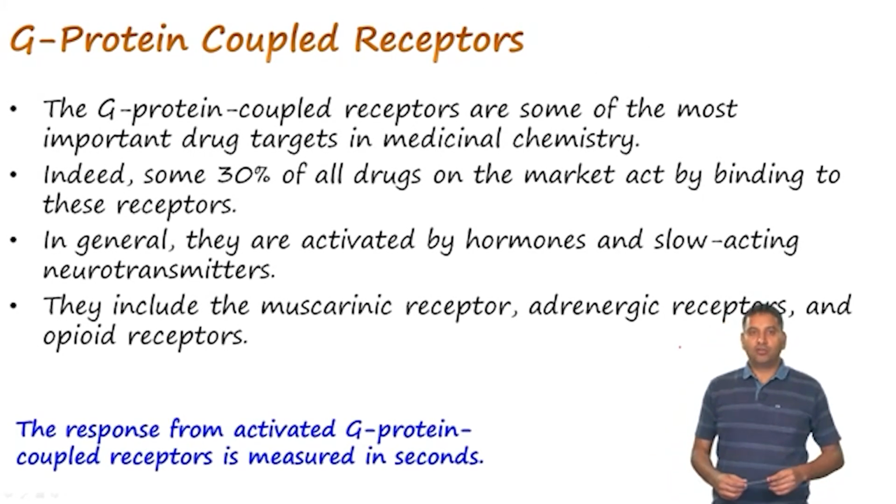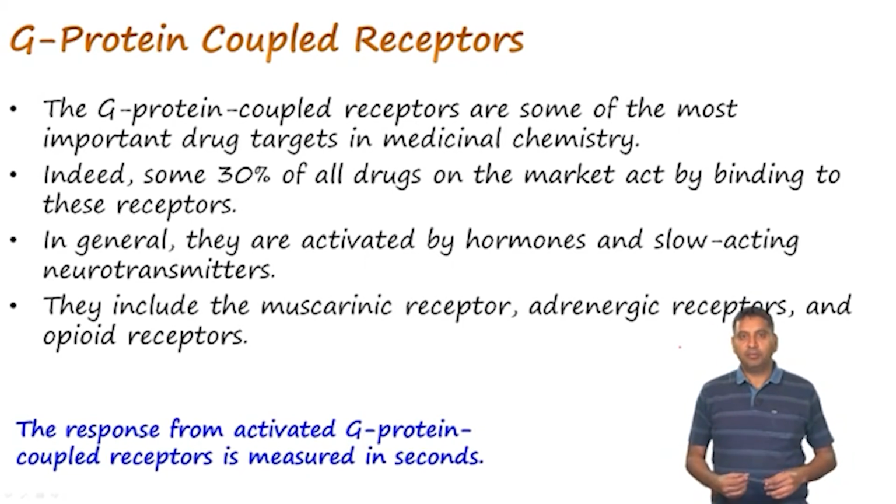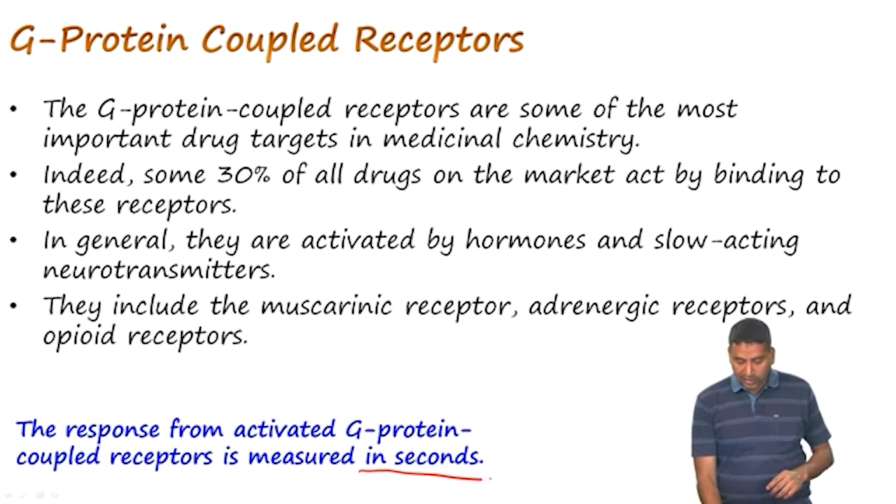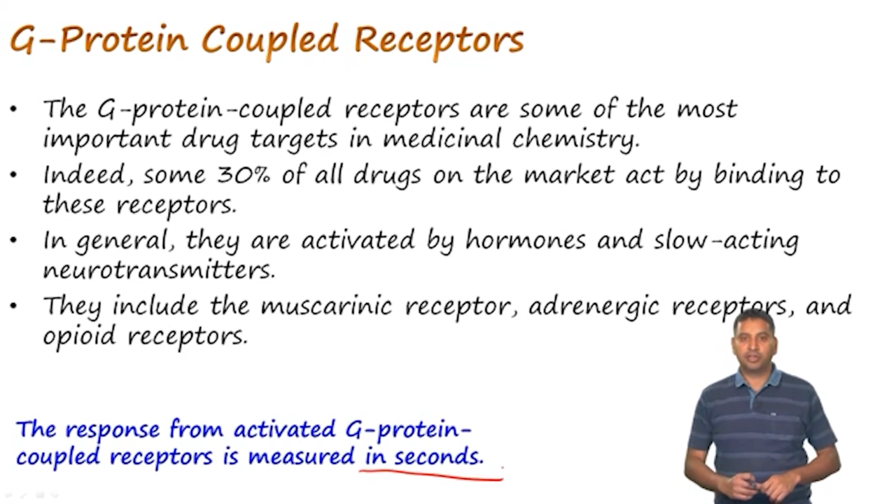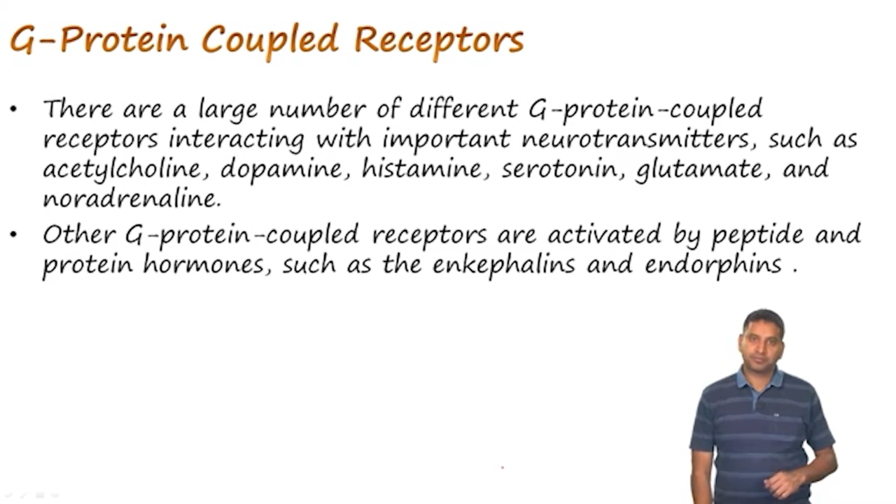The next class of receptors are called the G protein coupled receptors. To give you some idea as to how important these are, about 30% of all drugs on the market act by binding to these receptors. In general, these are pretty slow and they are activated by hormones, and these include the muscarinic receptor, the adrenergic receptor and the opioid receptor. The time scales of these receptors are typically measured in seconds.